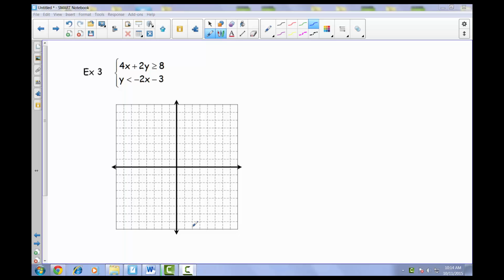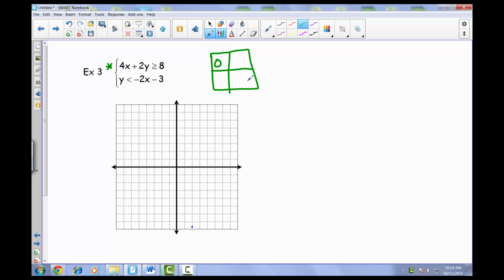Here we are looking at example 3 from our 3-3 set of notes. We're asked to graph this system of linear inequalities. Let's go ahead and start off by graphing this first one. We'll label it as our green linear inequality, and we notice that it's in standard form. So from that we can go ahead and construct our box.